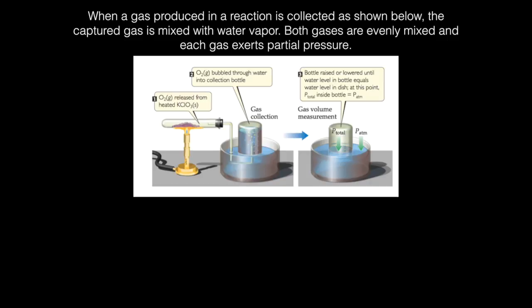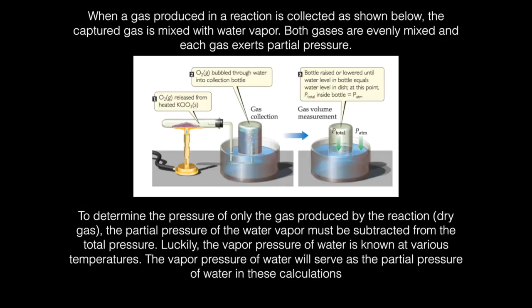The interesting thing is that both gases are going to mix evenly, and both gases are going to exert a partial pressure. And so this helps us in the fact that we can use Dalton's law of partial pressures in order to determine the pressure of just the gas that is produced. So specifically, in order to determine the pressure of the gas, all you need to do is take the partial pressure of the water vapor and subtract it from the total pressure that's measured. And so what you'll do, if you know the total pressure, subtract the vapor pressure from that, and that'll be the pressure of the gas that's dry.